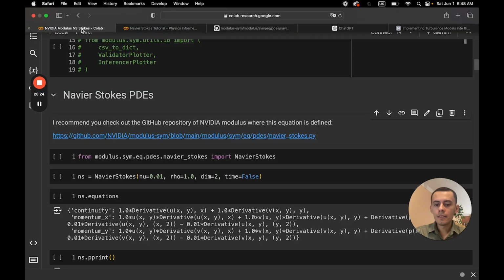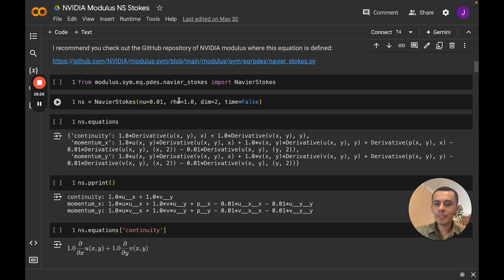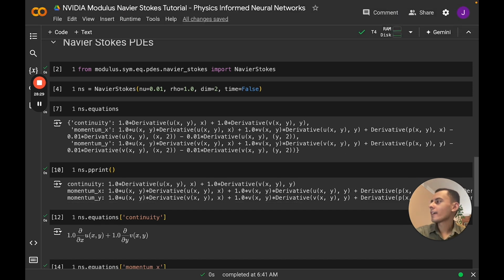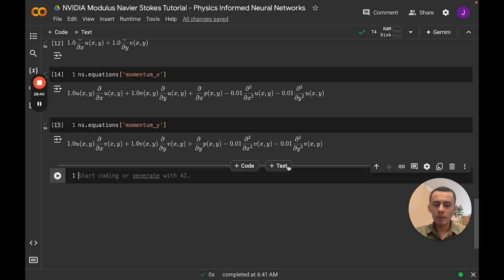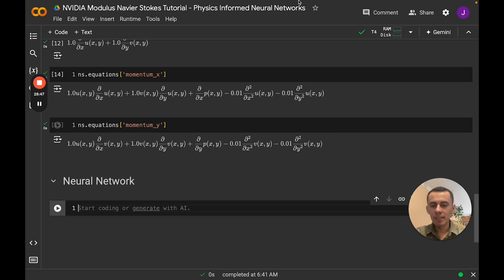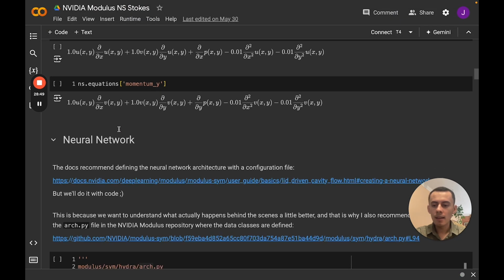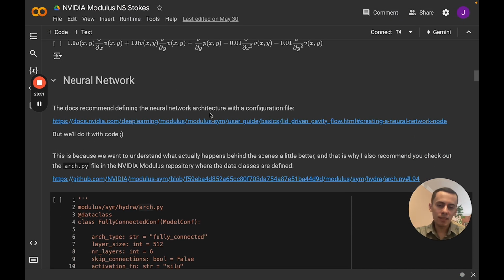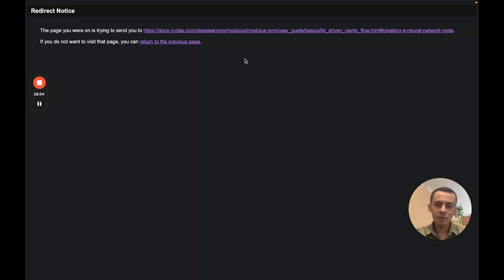Okay, so yeah, there we go. So we keep going. Okay, next step, the neural network, finally. So let's do the neural network. Let's go to our cheating notebook for a moment again. So the docs recommend defining the neural network architecture with a configuration file, which I just talked about. Let's check that out.